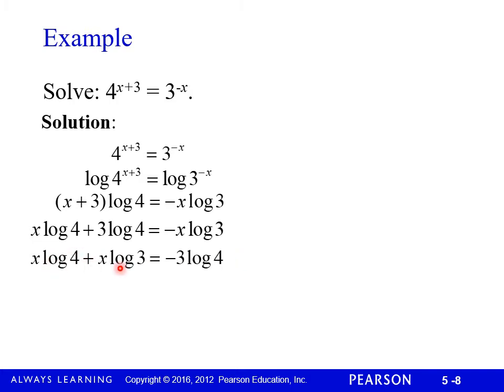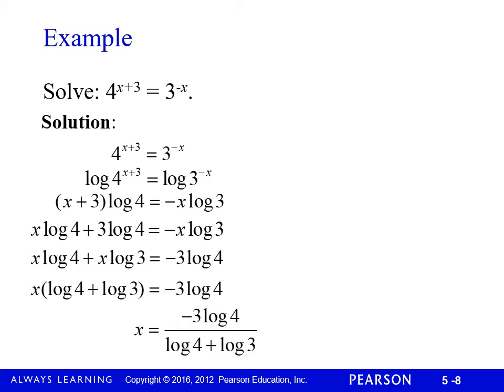But they don't know how to get this x alone. Well, notice that x is in both of the terms on the left, so we can factor it out. We get x times log 4 plus log 3 in parentheses equals negative 3 log 4. Now all we have to do is divide both sides of the equation by what's in this parenthesis. And now we can solve it with our calculator. Okay, this is a really important problem for you to know how to master. It's one of the more difficult ones. So you might want to rewind a little bit and see this problem again.